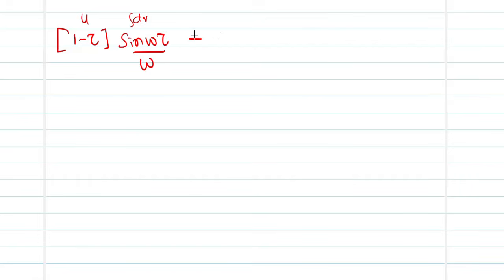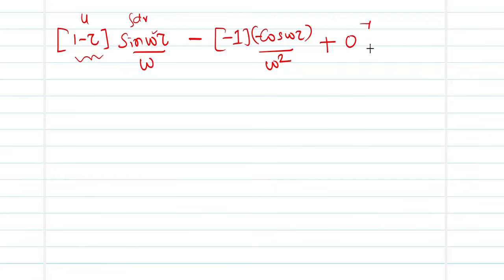Now I will have to differentiate my u. On differentiation, 1 minus tau will give me minus 1. What will I have to do with dv? dv has to be integrated. So when I integrate this sine, what will I have? I will have minus cos omega tau divided by omega square, because there is already an omega and one more omega will come. The third term will be positive. What will happen to this minus 1? Minus 1 has to be differentiated, and on differentiation it will become 0. So the process ends over here.